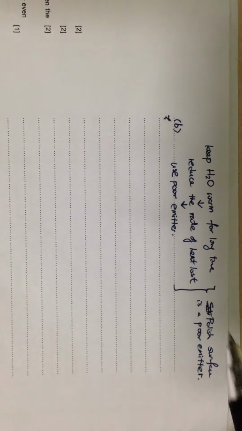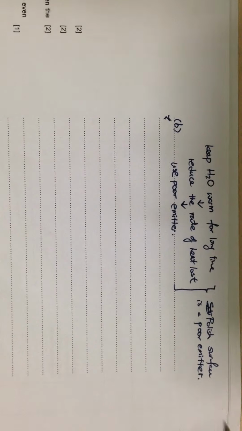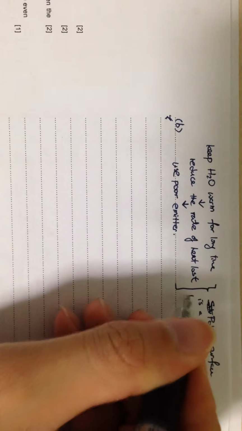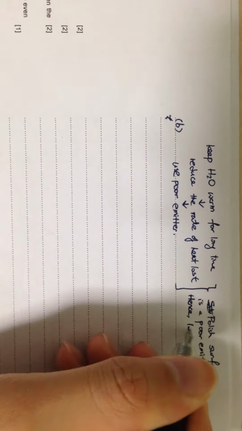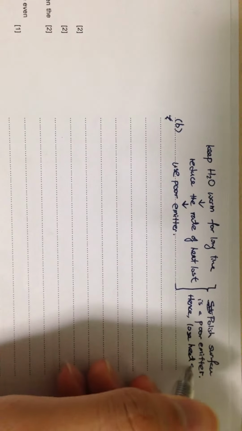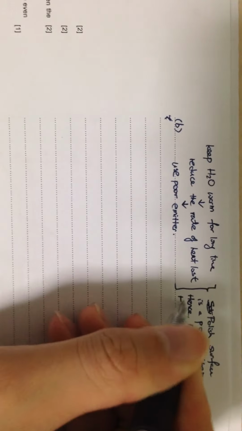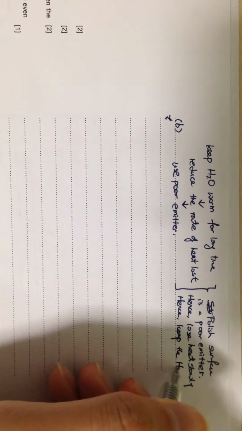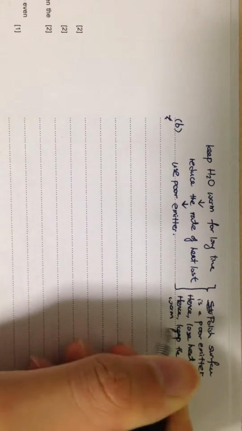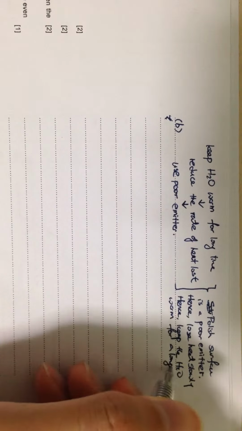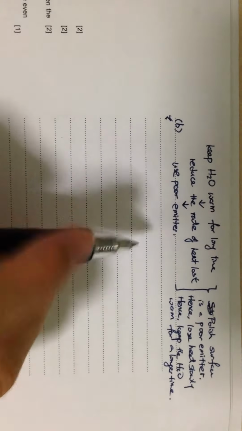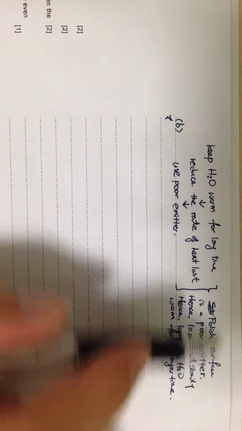So, answer to the question, based on the problem context. Here, polished surface is a poor emitter, so hence it will lose heat slowly and hence it will keep the water warm for a longer time. Finished. That's your part B. This is your thought process. This is what you write.